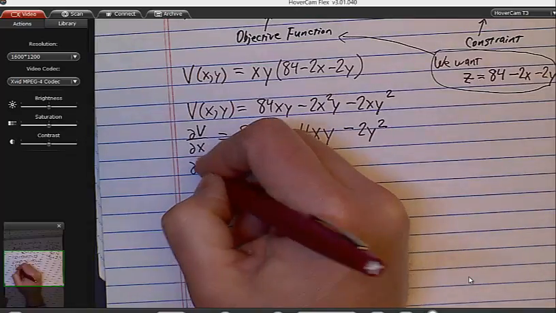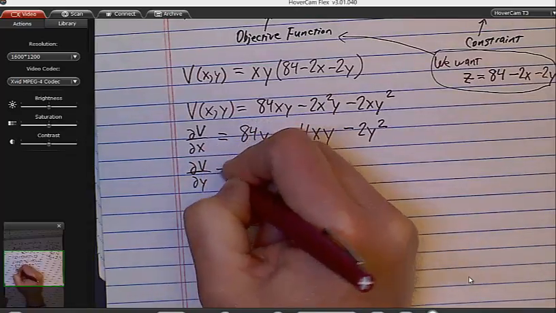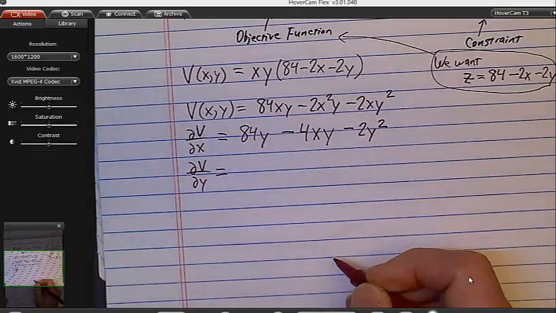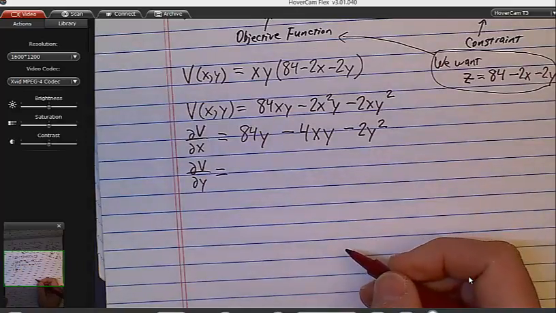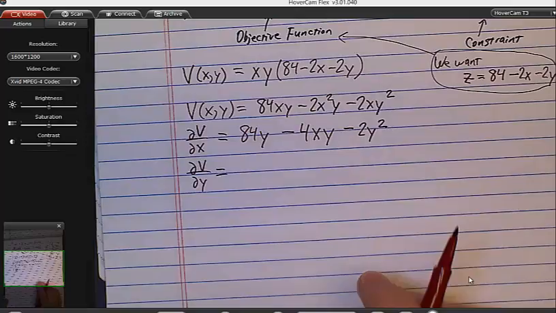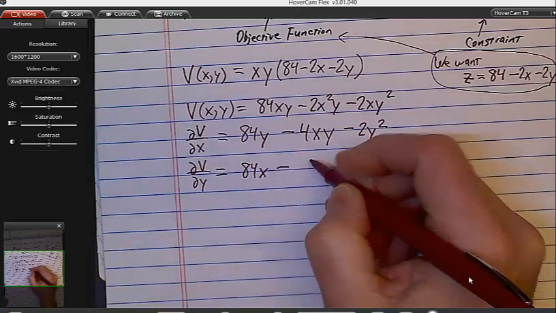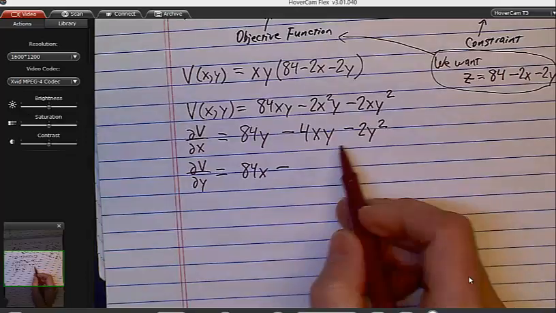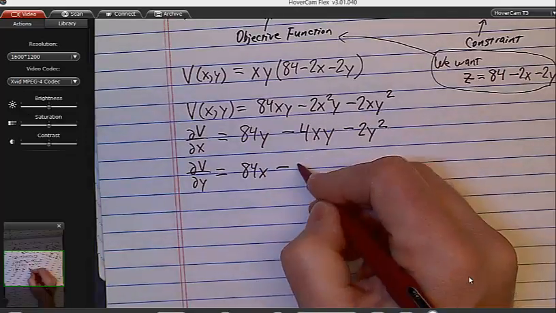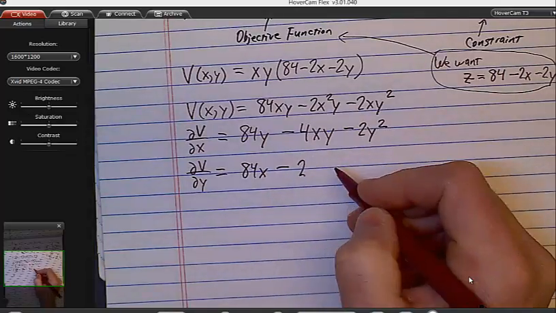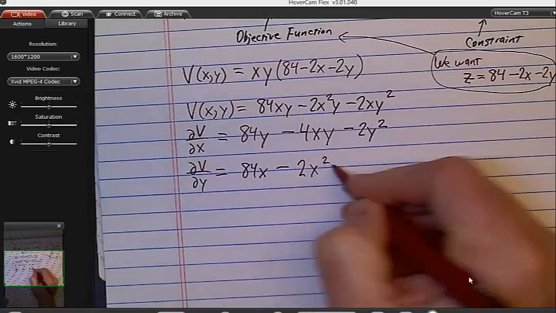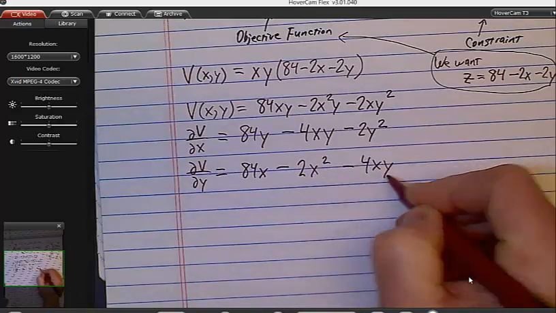And so I'll also do the partial of v with respect to y, and it's funny because by symmetry you could just write the same thing and just switch the roles of the variables. It's going to be 84x minus, well, this is interesting. It's going to be 2x squared, and then this will be minus 4xy, right?